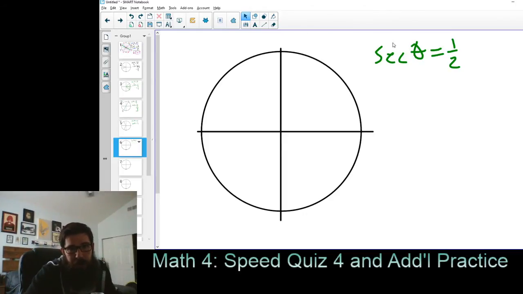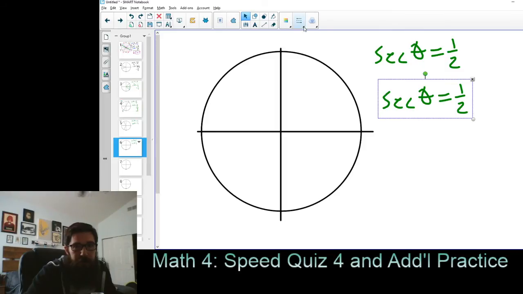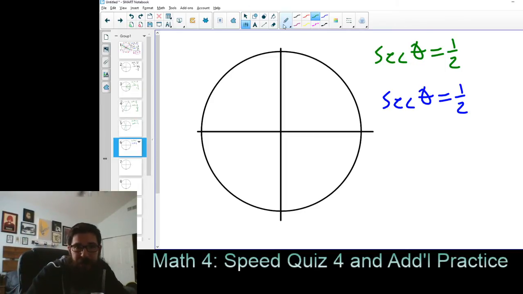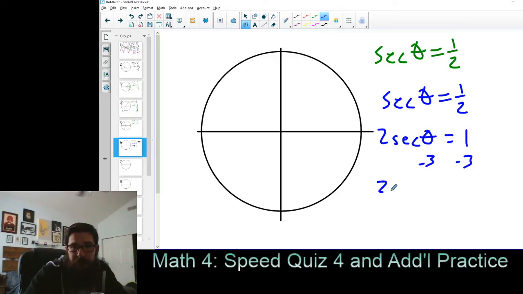So let's go ahead and copy this guy. This is where we sort of started with. Change its color. Let's say I came along and I wanted to get rid of that fraction. If I doubled both sides, that would now turn into 2 secant of theta equals 1, right? I'm multiplying both sides by 2. If I now, let's say, subtracted 3 from both sides, I would get something that looks like this: 2 secant of theta equals -2.